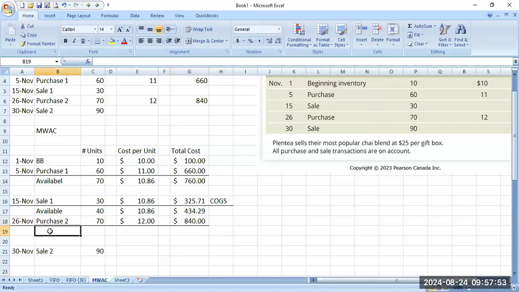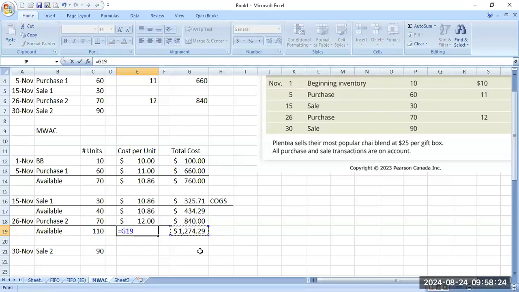Well, my available now is, I have available 110 units. The total cost of those available is 1,374.29. How much is my cost per unit? Weighted cost per unit: total cost divided by 110, and my cost per unit is $11.58.